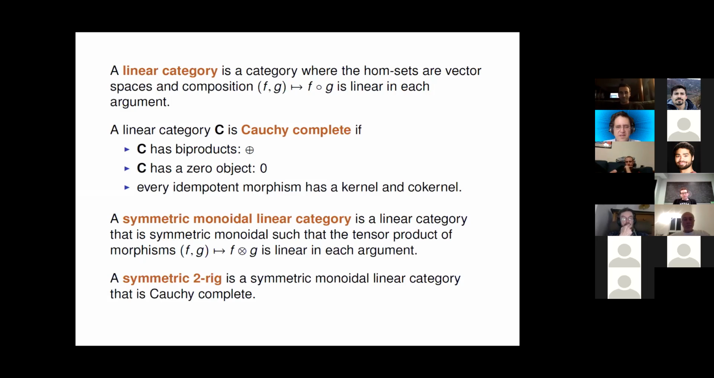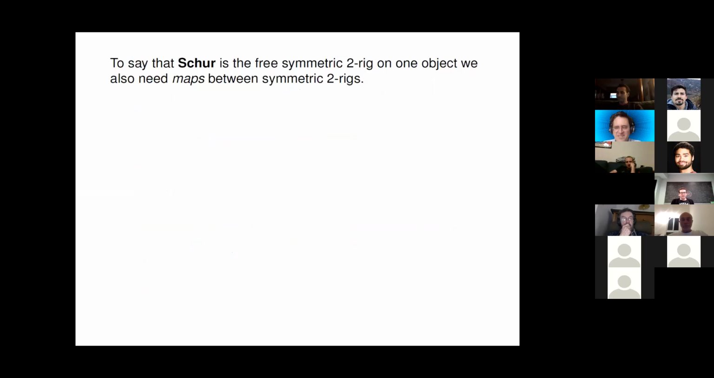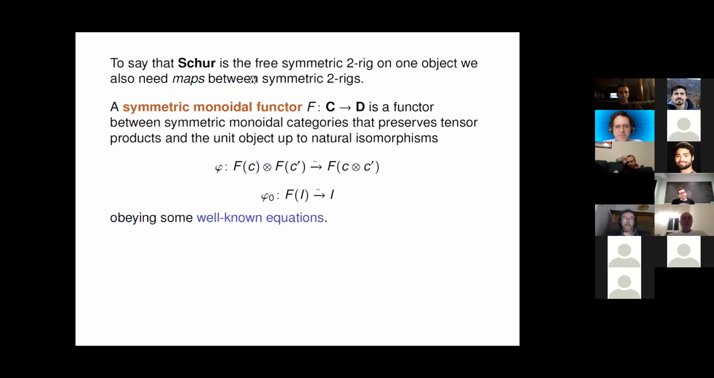So that was the symmetric two-rig. Now I hope you see why I didn't start out by telling you this stuff. You would not have liked it at the beginning of the talk. So then to say that Schur is the free symmetric two-rig on one object, we've got to know what maps are between these things. And I'll sort of whiz through that.